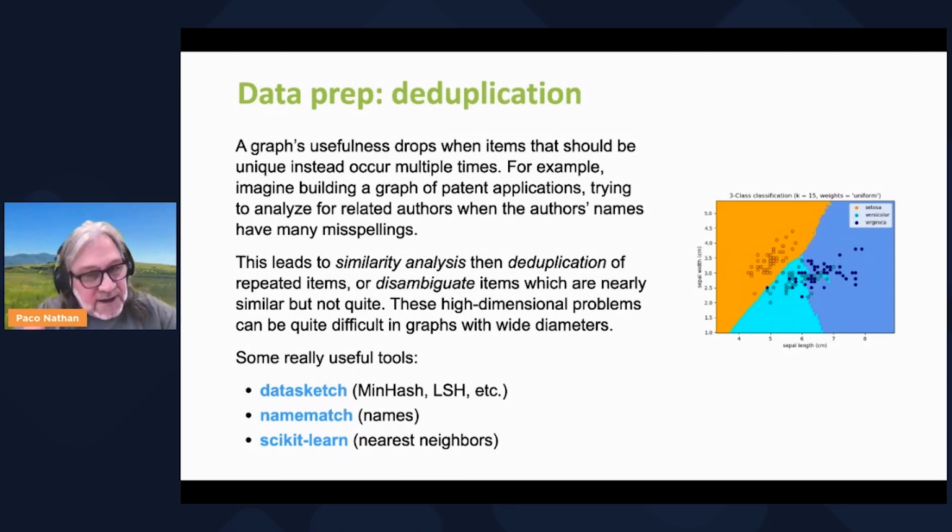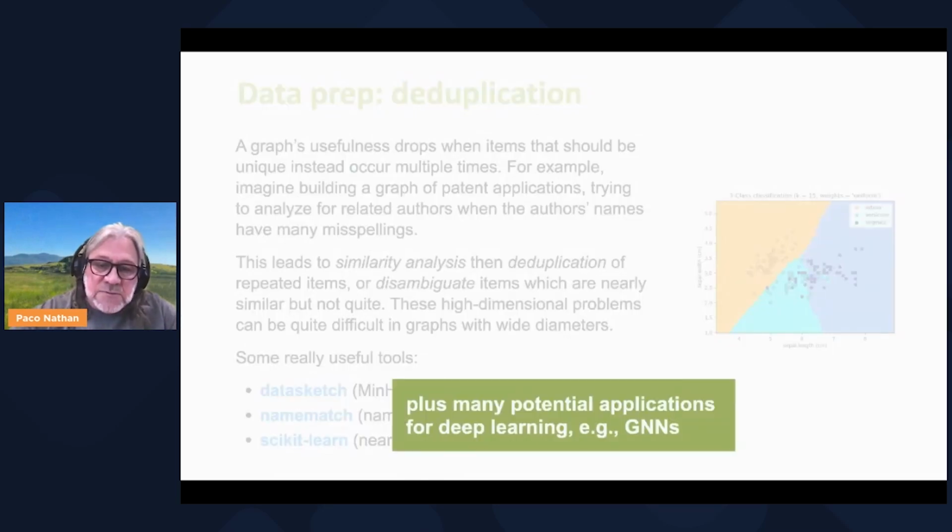And these tend to be very high dimensional kinds of problems. There's some great tools. Datasketch is excellent for probabilistic data structures, approximation algorithms. There's name match, where you can train models for disambiguating names. And of course, there's all the nearest neighbor work, different types of algorithms inside of scikit-learn and related. And frankly, this is a really good area too for a lot of deep learning, such as graph neural networks. And I anticipate seeing a lot more here. This is a hard problem because if you're deduplicating hundreds of millions of entities and it's something that requires similarity analysis and other kinds of lookups, you can get into a really complex, expensive problem pretty quickly.